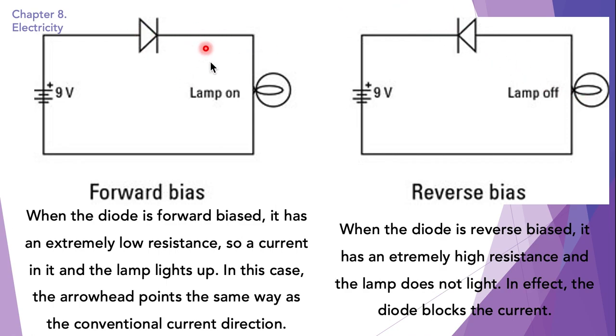So this diode is forward biased, which means it has an extremely low resistance in this direction. But when it is reverse biased, it has a high resistance, extremely high resistance, and stops the current from flowing.